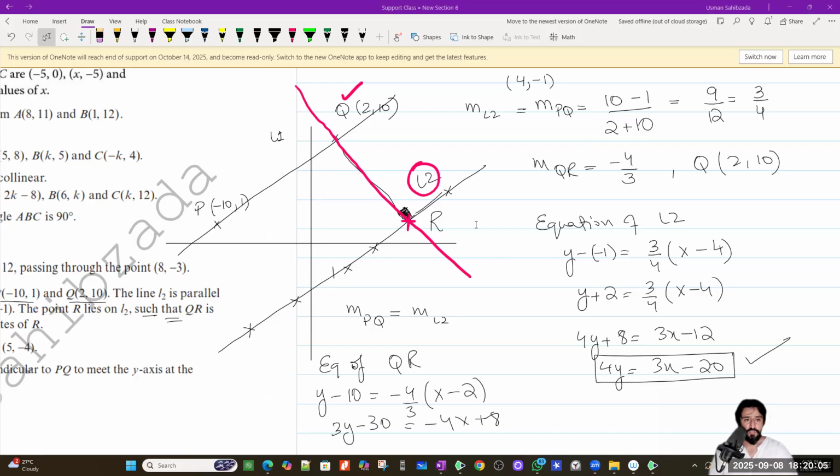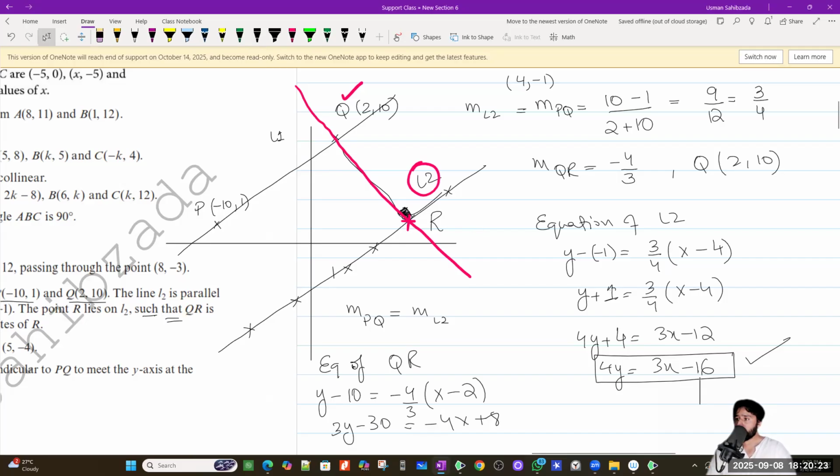Okay. So this here, guys, is not y plus 2, it is y plus 1. Correcting my error. Y plus 1, this is plus 4. 4 multiplied by this 4 goes on the other side. This becomes 3x minus 16.